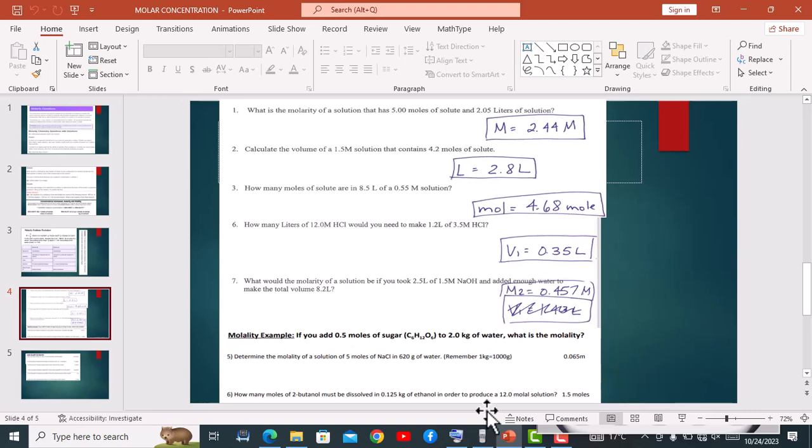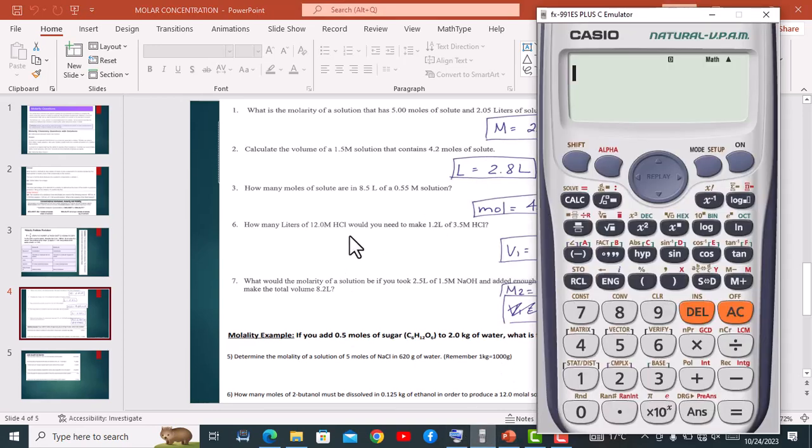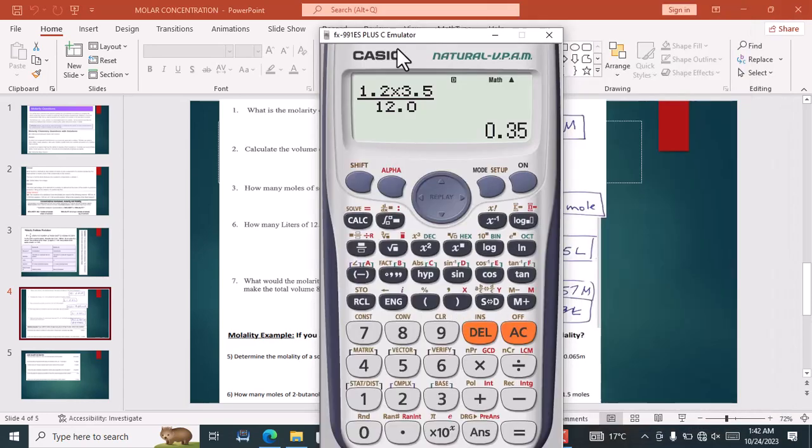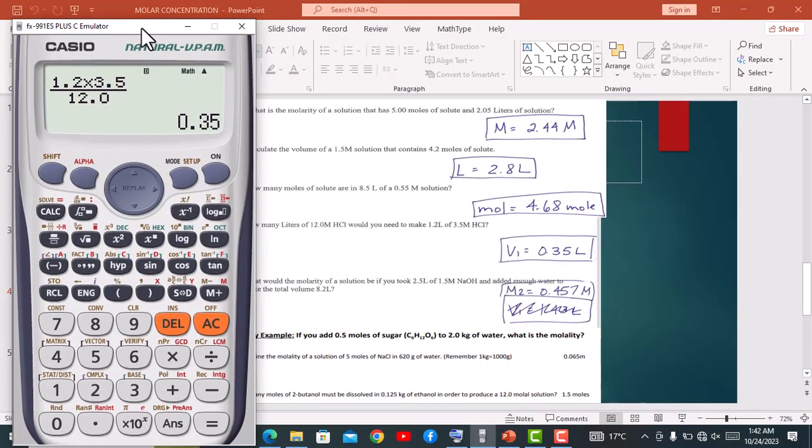So what I'm going to do now: how many liters of this one would you need to make 1.2 liters of that one? Okay, that is fine. I'm going to say 1.2 and multiply that by 3.5, and I will then divide that by 12.0, and that should be enough to provide me with the volume that I need.